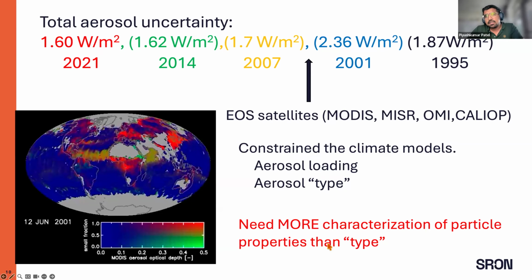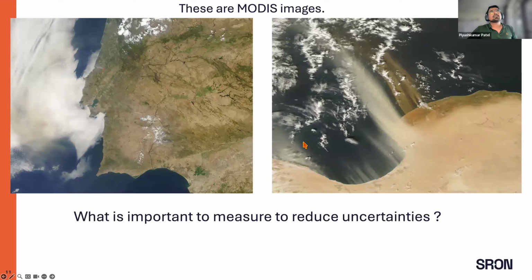Now, we still need some more information on aerosols, which can reduce this number further. You can see these two very nice MODIS images, one from the California coast, which shows the smoke coming from the Bahamas burning wildfire, and the second on the right side, where you can see the dust emitting from the African region.